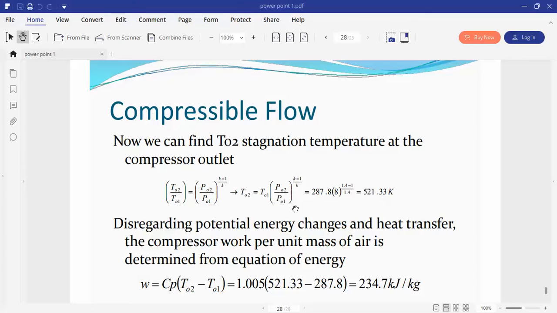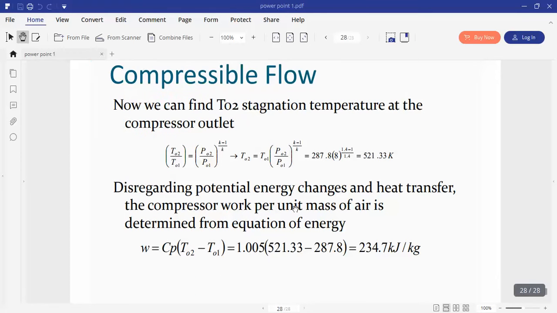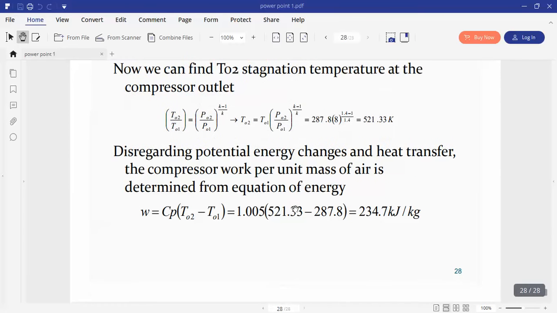By disregarding potential energy change and heat transfer, the compressor work per unit mass of air is determined from the equation of energy. W equals Cp times (T02 minus T01), which is 1.005 into (521.33 minus 287.8), equal to 234.7 kilojoule per kilogram. Thank you.